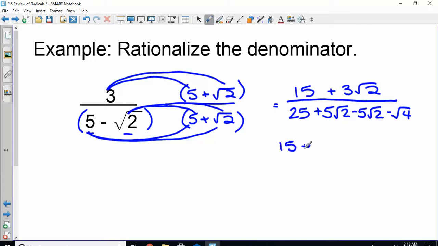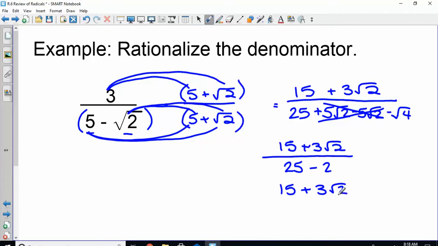So I get 15 plus 3 radical 2 over the 5 radical 2's drop. Square root of 4 is 2. So that's 15 plus 3 radical 2 over 23.